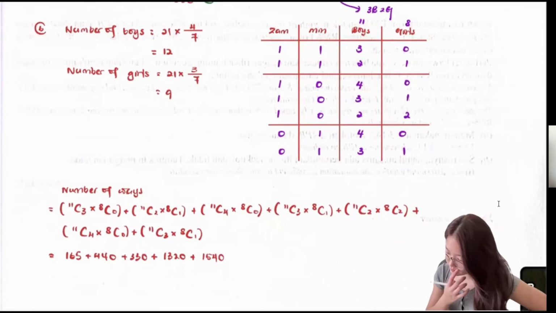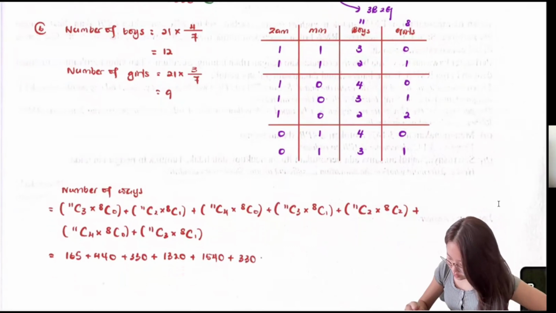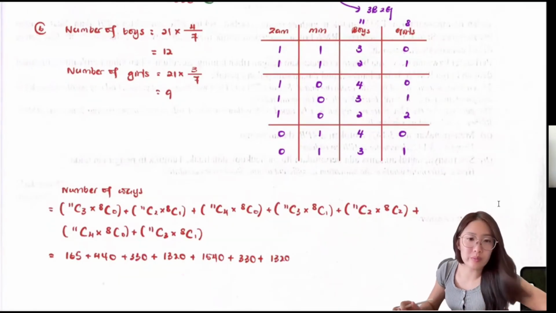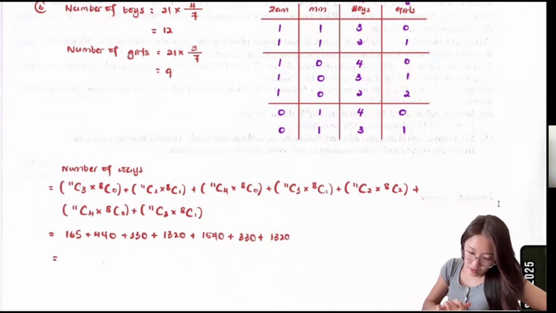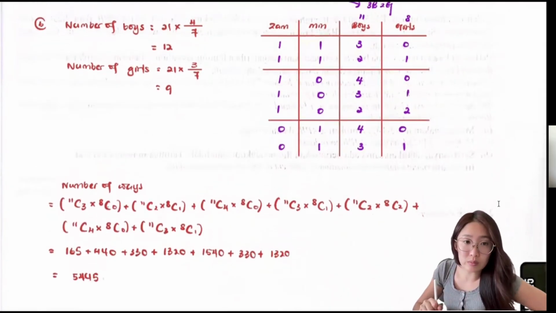Okay, and then 1, 2, 3, 4, 5. Okay, correct. Then 11C4, 8C0, 330. And the last one, 11C3, 8C1, 1320. So let us add it all up: 165, 440, 330, 1320, 1540, 330, and 1320. My answer is 5,445.